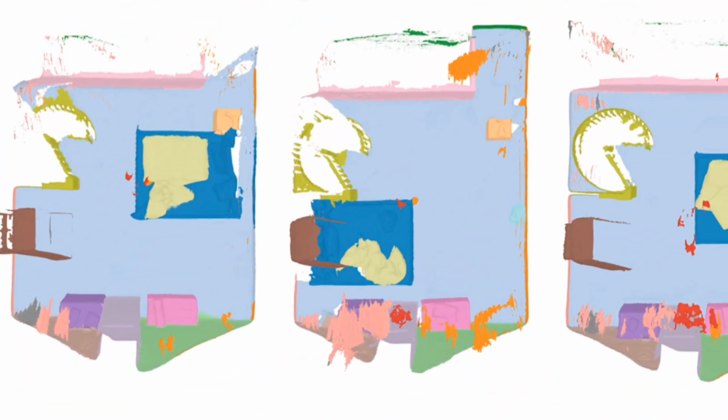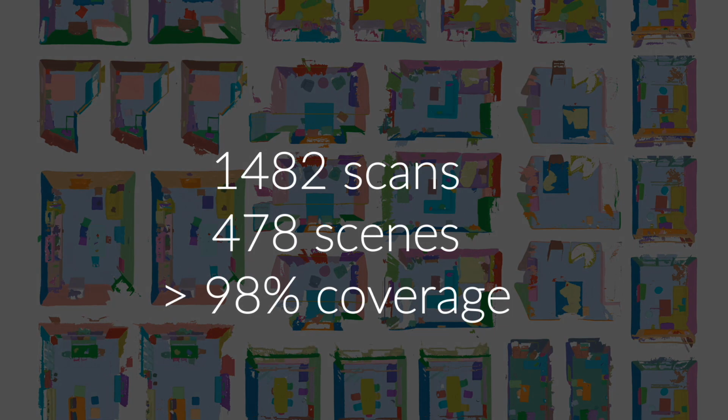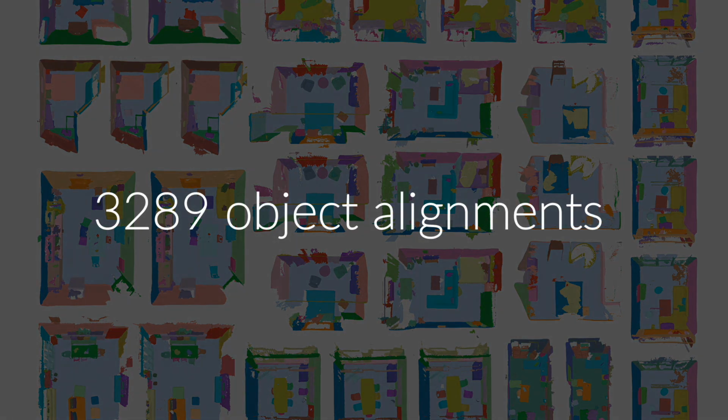Naturally, the majority of moved objects involve daily human interaction: chairs, pillows, boxes, or tables. But also bigger room layout changes involving beds and sofas. Overall, we have 1,482 scans of 478 scenes. Semantic annotations are dense, with a coverage of above 98%. In these scenes, we have more than 3,200 object alignments.